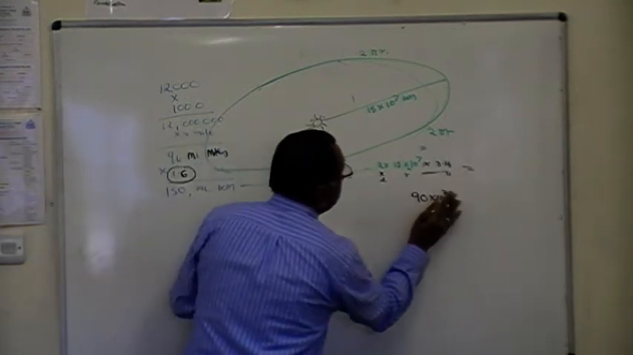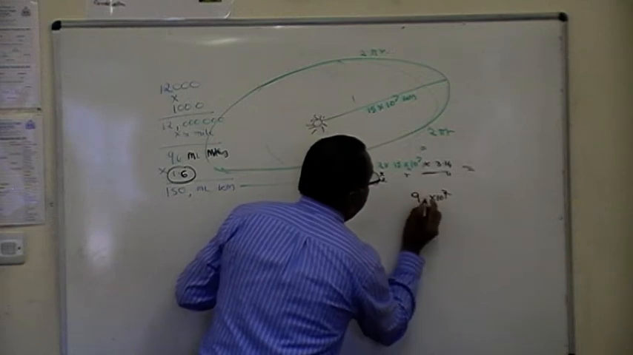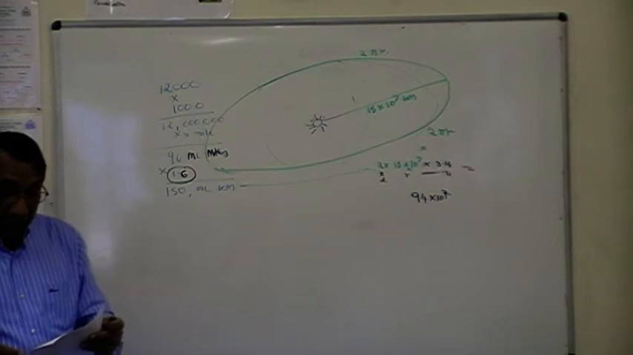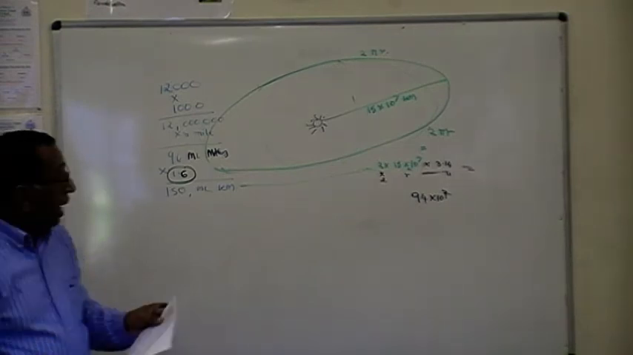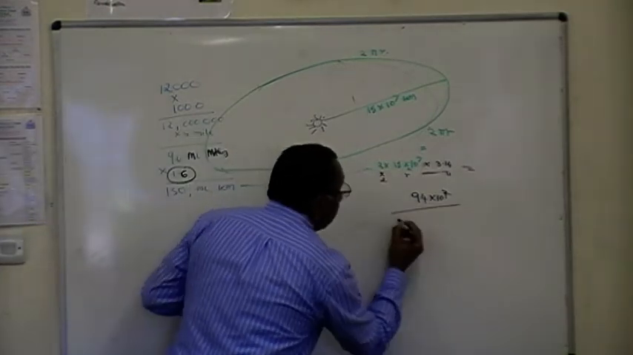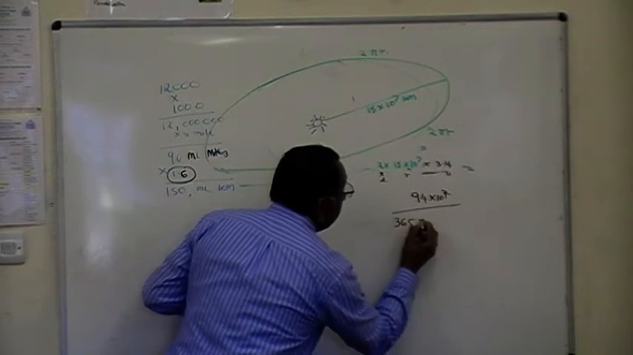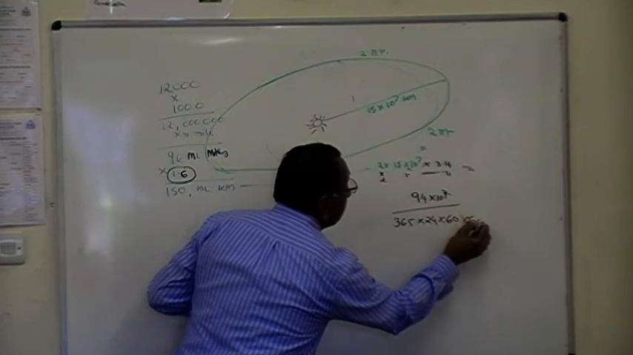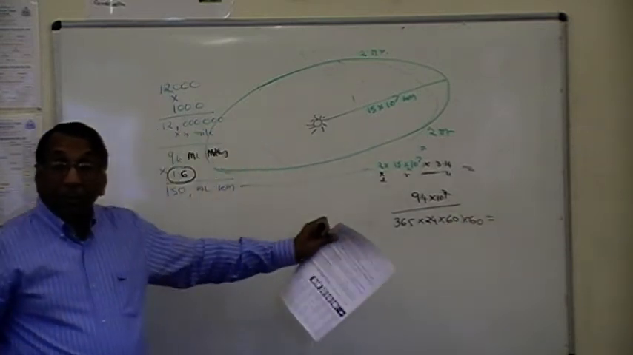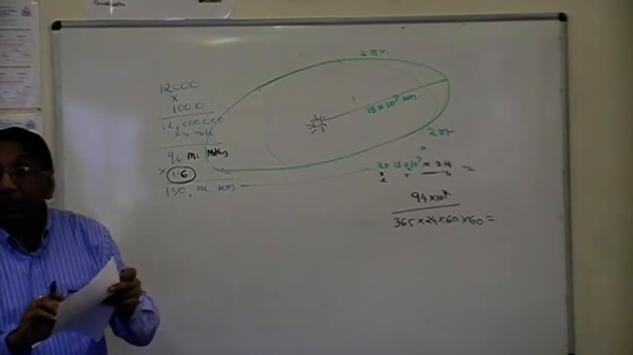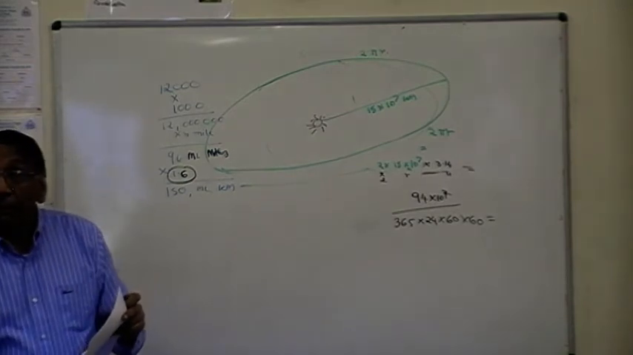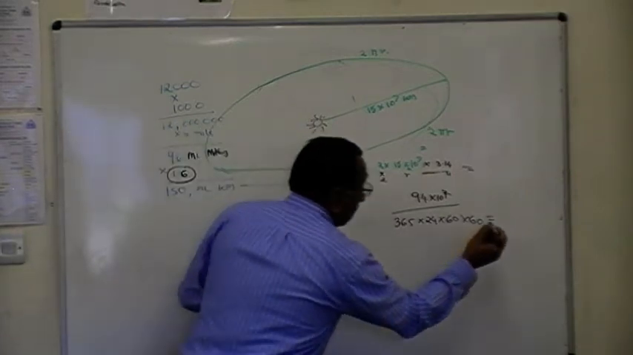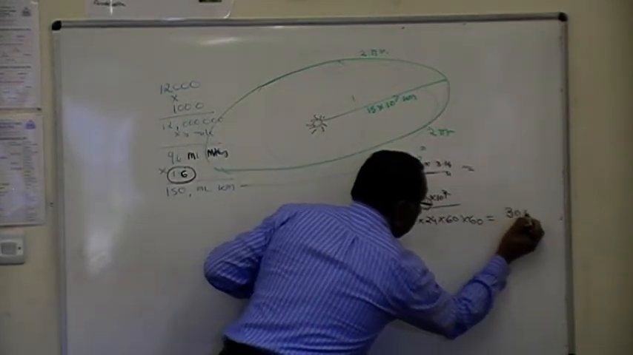So I just write 94 times 10 raised to 7, yeah? And then divided by 365 days, 24 hours, 60 minutes and 60 seconds, and ultimately by division we get only 30 kilometers per second. I'm not going to count everything. So that gives us 30 kilometers per second.